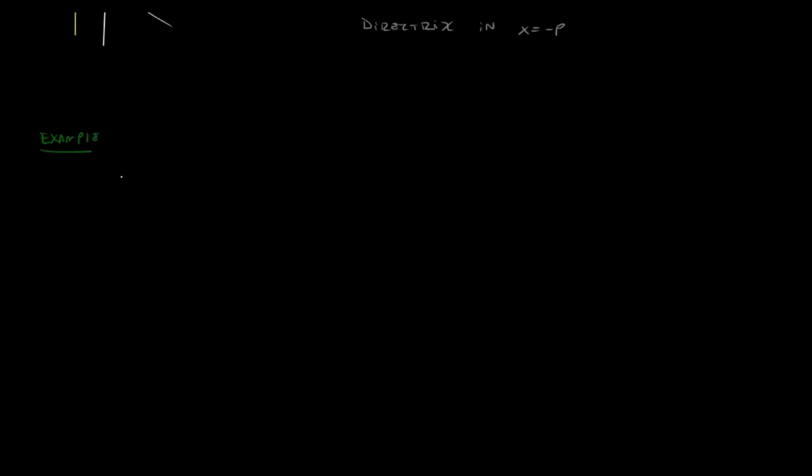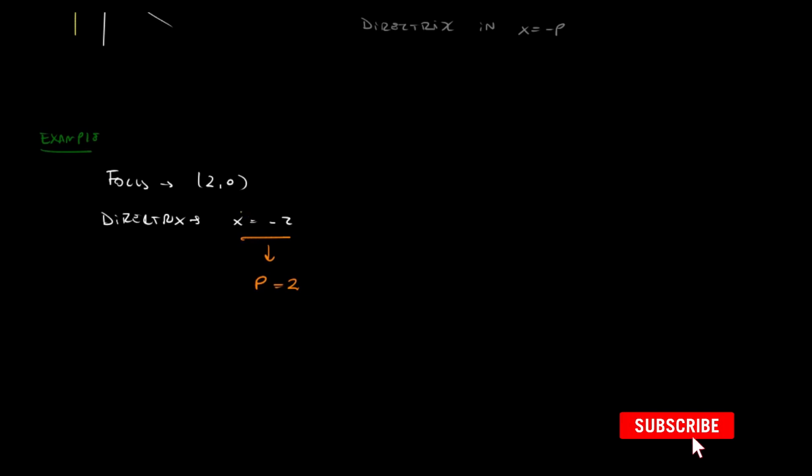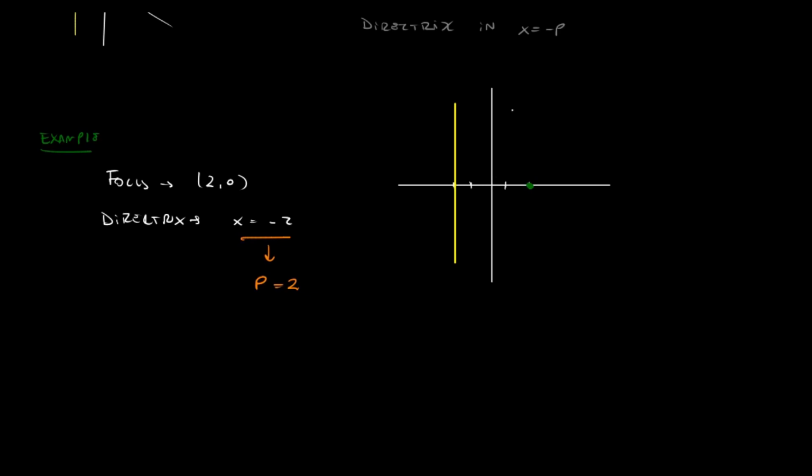Let's say that we know that the focus of a parabola is on the point (2, 0), and the directrix is the line x equals minus 2. So one fast thing to know is, given the directrix, we know that p equals 2. The directrix is a vertical line, and that tells us that the parabola will be horizontal. So let's draw the axis. And then the parabola will look like this.